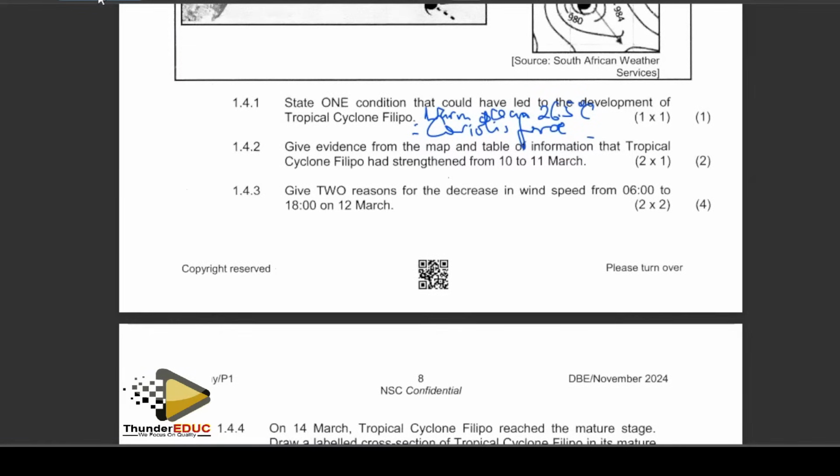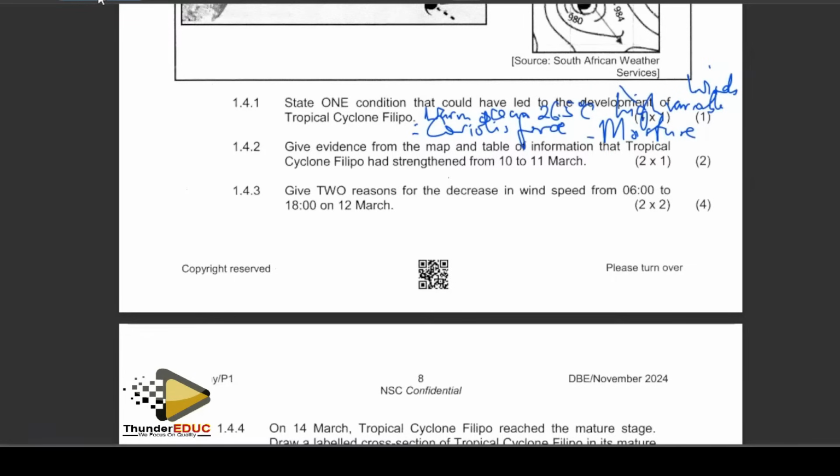And also we can talk of the abundance of moisture over the warm ocean, which is another favoring factor. And also the presence of light variable winds to facilitate the formation of the vortex. Light variable winds are also a required factor which will facilitate the formation of the vortex of the system. Right. So the question basically was asking for any one condition which favors the formation of the tropical cyclone.